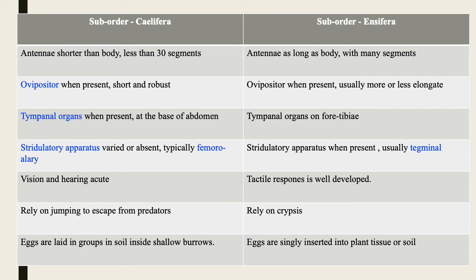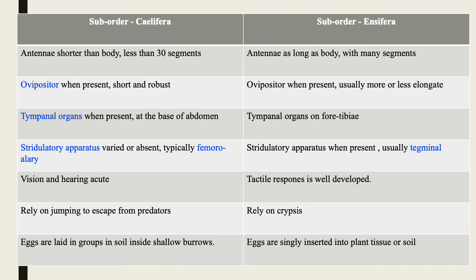Next we come to the difference of vision. In Coelifera, their vision and hearing is acute, very good hearing and vision. Whereas in Ensiphera, their tactile responses are well developed as compared to their vision and hearing. Suborder Coelifera rely on jumping to escape from predators, whereas insects of suborder Ensiphera rely on hiding themselves, which is known as crypsis.